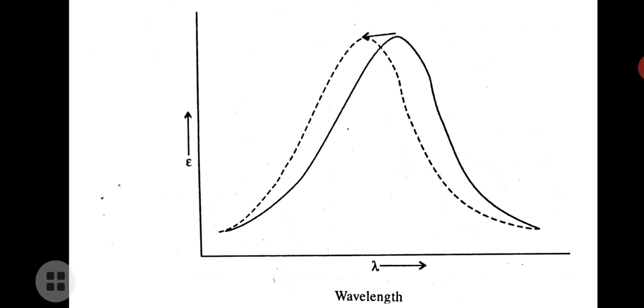So this is the figure showing hypsochromic shift or effect, and here you can see the arrow at the top is pointing towards the left, that is the absorption maximum is shifted towards shorter wavelength, and this is called blue shift or hypsochromic shift.